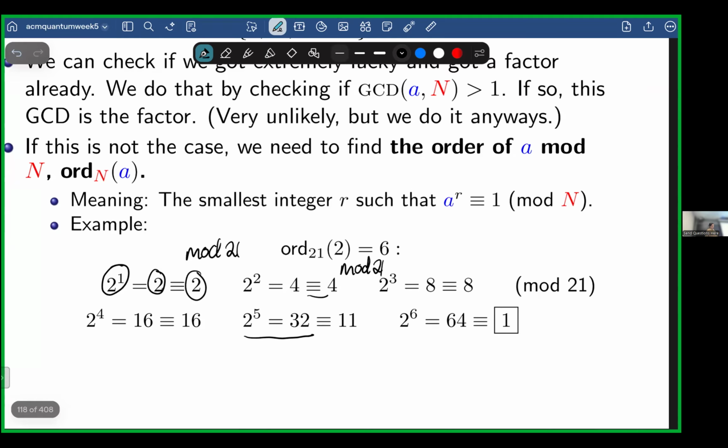But then when you take mod 21, you basically subtract 21 from 32, and then you get 11. And then 2 to the 6th, which we claimed as the order, is 64. Then when you do mod 21, you get 1 because 64 minus 3 times 21 is 1. So you can remove 3 copies of 21 from 64. Are you guys good on modular arithmetic? Okay.